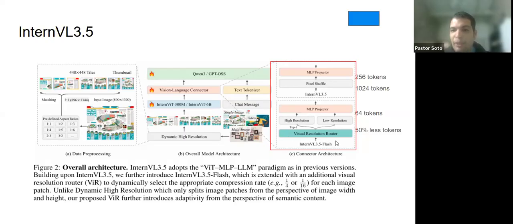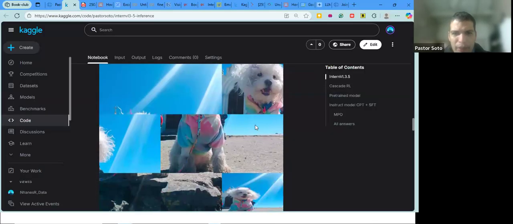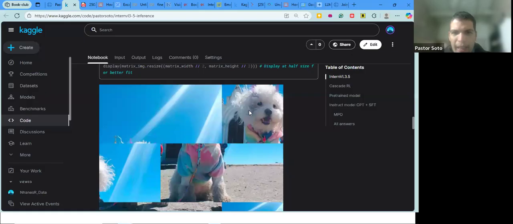Is that they have this visual resolution router, and this is a classification model. This is the classification model that decides if you need a high resolution or a low resolution based on semantic meaning. And let me show you what I mean by that. So you see this picture of my dog, right? And you see that these patches, they're not the same. They contain different meanings and different ideas, right?